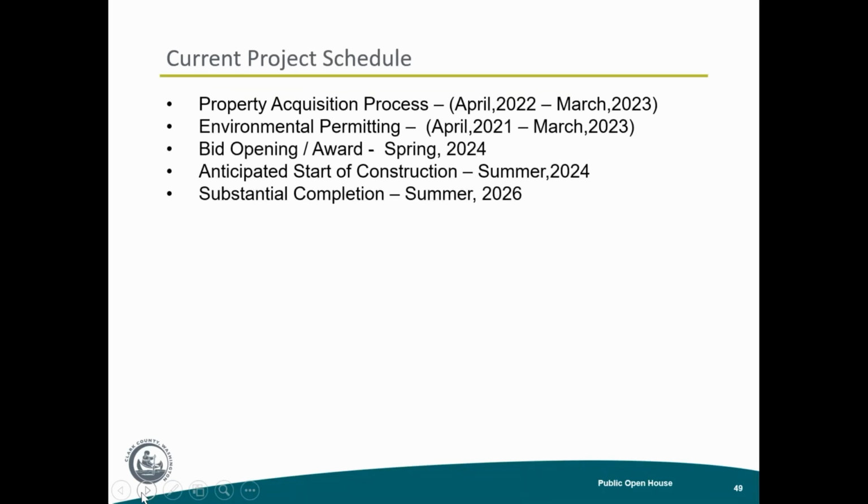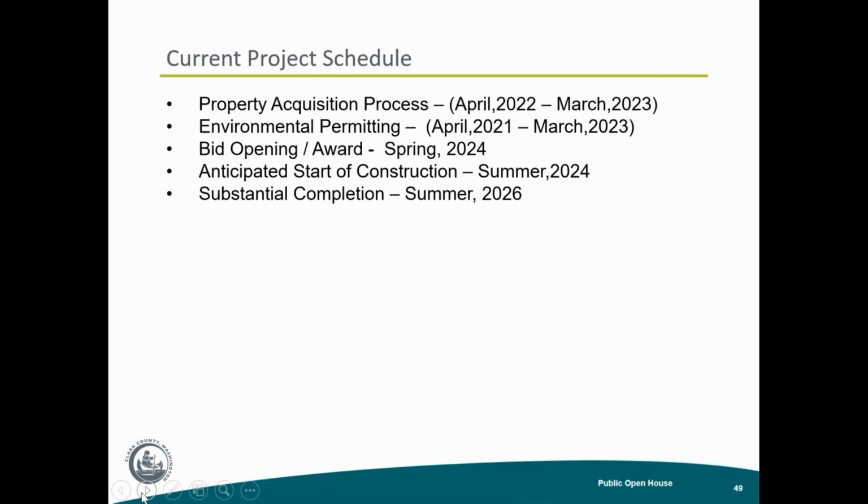Our current project schedule: we anticipate proceeding forward with the property acquisition process beginning in April. We anticipate going through March of 2023. Environmental permitting, as Doug mentioned, we're getting close to submitting. We've been working with various organizations. We started in April of 2021, and we hope to wrap that up by March of 2023. Bid opening at this point is the spring of 2024. Again, all of these are dependent upon how soon we get our permits and the property acquisition, and making sure that all gets taken care of.